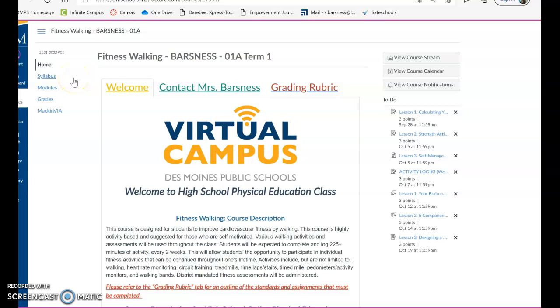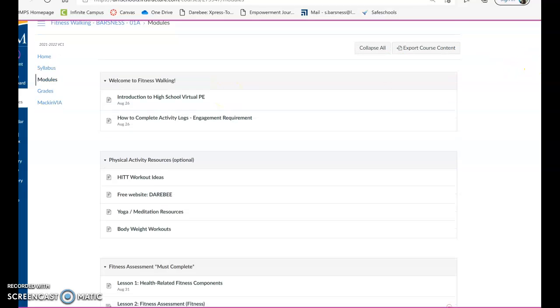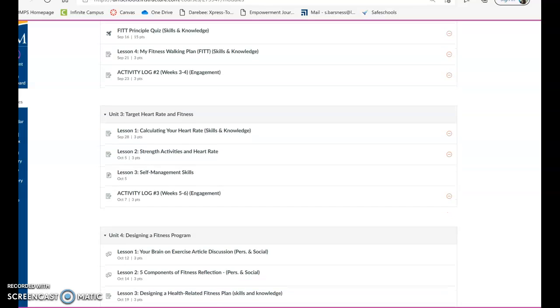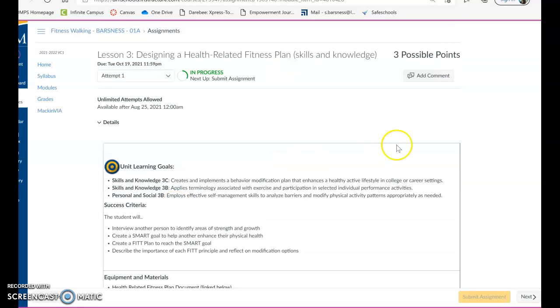Hello, this will be a walkthrough of our health-related fitness plan, which is a final project for our skills and knowledge topic. I'm at modules here and I'm going to go down to Unit 4, designing a fitness program, and then to Lesson 3, designing a health-related fitness plan for skills and knowledge.